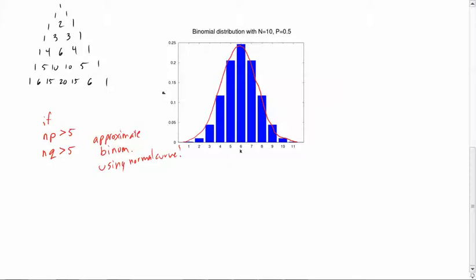We need to recognize that, for example, right here is the value of 2. It actually goes from 1.5 up to 2.5. So if the binomial distribution was requesting the probability of getting a 2, then if we were approximating using the normal curve, we would actually find the probability from 1.5 up to 2.5, including the 1.5, not including the 2.5. Remember, for a continuous distribution like the normal curve, the probability of one specific event occurring is negligible.